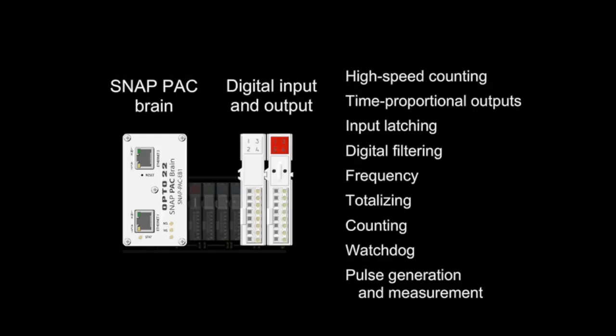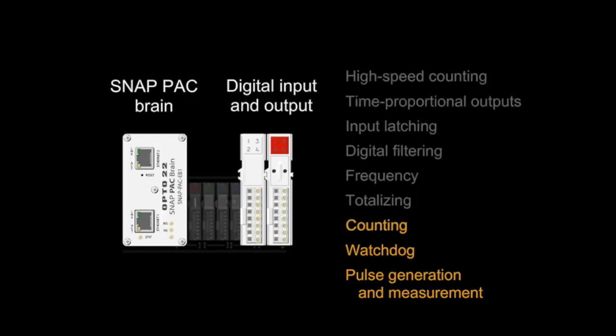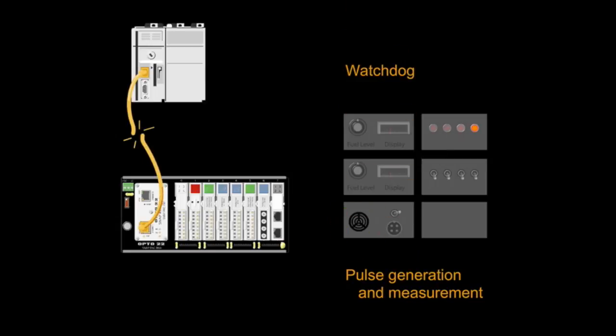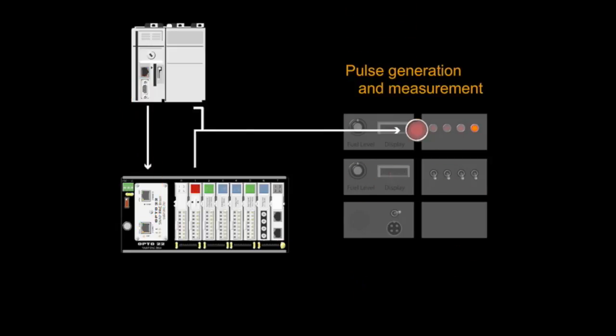In this screencast, I'll demonstrate 3 of these features. First, we'll configure a standard digital input as a counter and show how easy it is to read and clear the counter from RSLogix. Next, we'll configure a watchdog for the SNAP I/O unit and sound an alarm when the watchdog is triggered. Finally, we'll configure a digital output with a pulse train and trigger the pulse train from RSLogix.